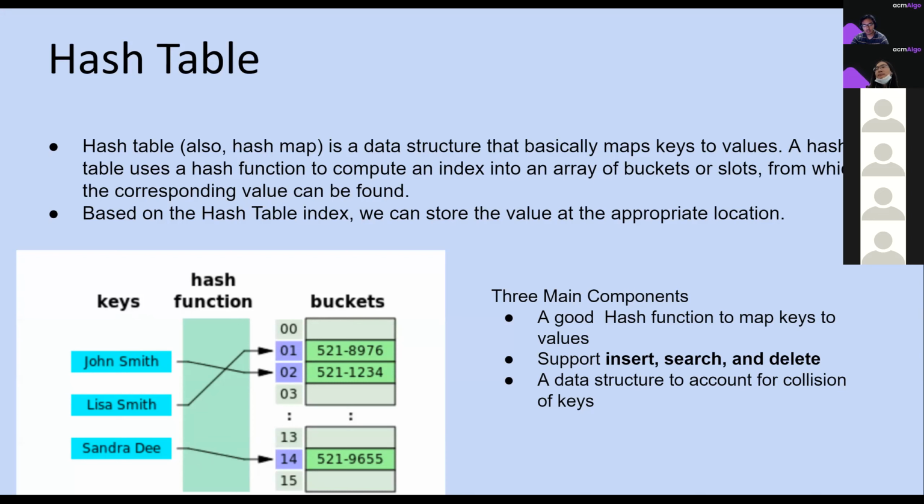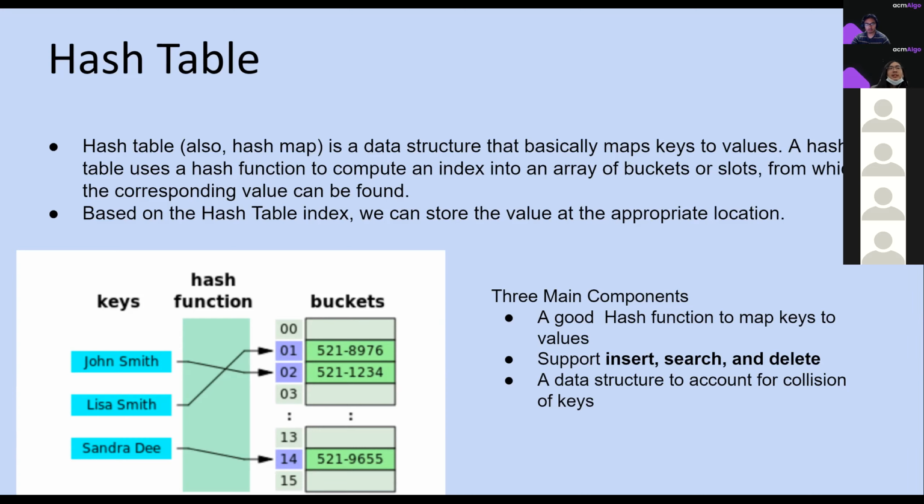And there are three main things of a hash table. The first one is a good hash function to generate the index. The second one is support for insert, search, and delete functions. And the last one would be a data structure that accounts for collision of the keys, which we're going to mention later in the section. So we have an example right here, and we have three different cases.